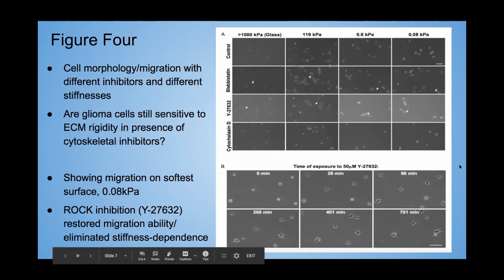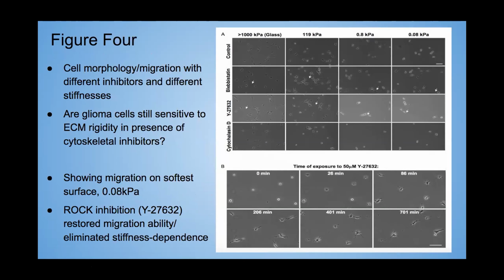Thank you. Okay, cool. So this 4th figure is kind of a lot. Admittedly, it is a bit hard to understand and explain, but I think we got a pretty good grip on it, especially because figure B goes into some specific detail on the takeaway of figure A. It looks at it a lot closer. What they're looking at with figure A is cell morphology and migration patterns with different inhibitors, which you see on the left side of the figure, and at different stiffnesses, which you see at the top. And what they're asking is, are glioma cells still sensitive to ECM rigidity in the presence of these different inhibitors?